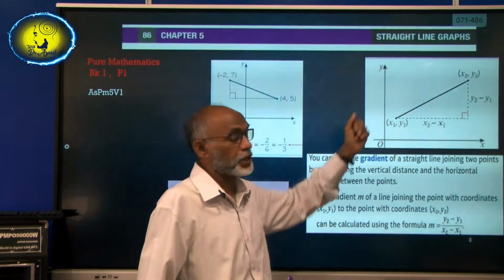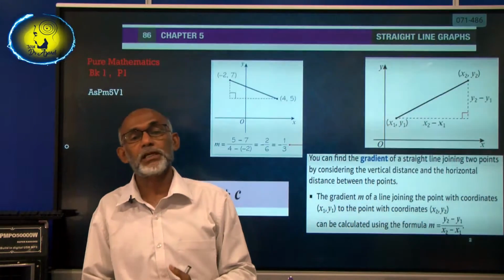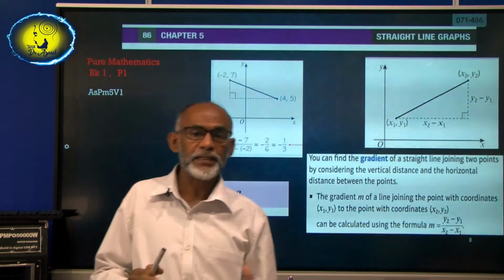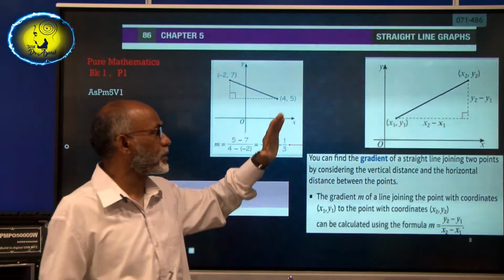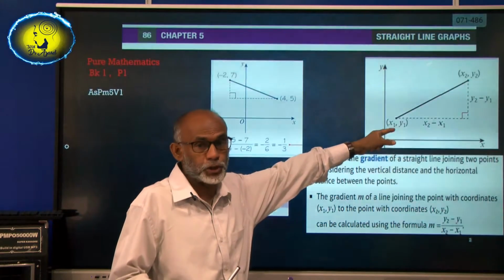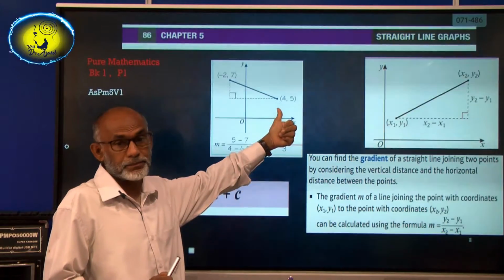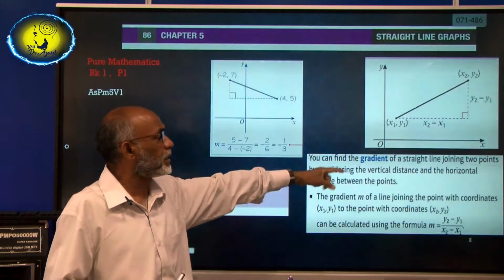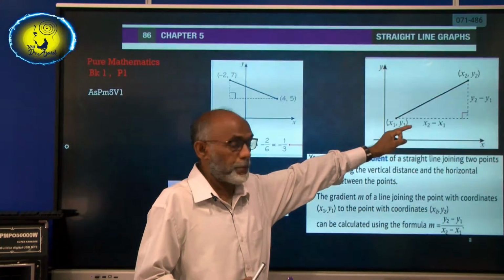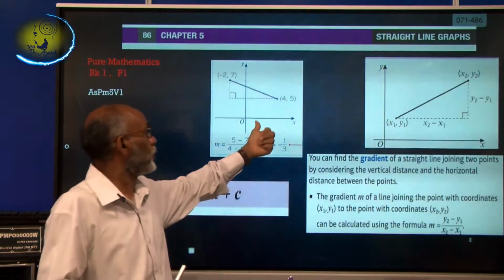So, the gradient of a straight line. What's the gradient of a straight line? The gradient, in the sense, is the slope of the straight line. Here we are showing a positive gradient. In this graph we are showing a negative gradient. If you get a positive value, it is a positive gradient; in this case you will get a negative gradient.